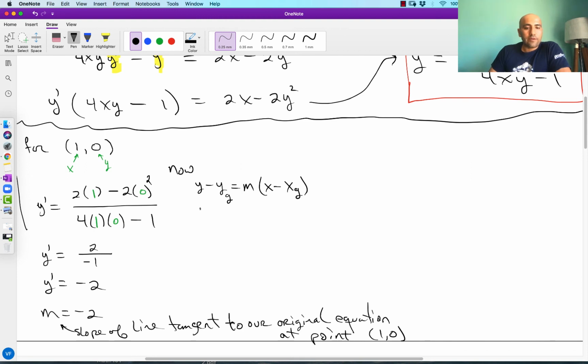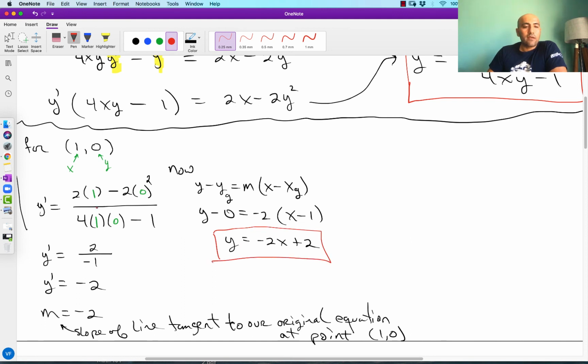So let's substitute everything. We get y minus 0 equals negative 2 times x minus 1. Distributing, we get y equals negative 2x plus 2. That's our answer. This is the equation of the line tangent to our original equation at the point 1 comma 0. Okay, 1 down, 1 to go. We know there's another one.